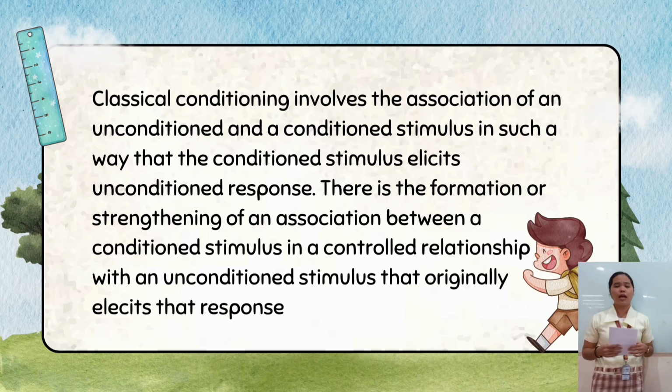In conclusion, classical conditioning involves the association of an unconditioned and a conditioned stimulus in such a way that the conditioned stimulus elicits the response. There is the formation or strengthening of an association between a conditioned stimulus in a controlled relationship with an unconditioned stimulus that originally elicits that response.